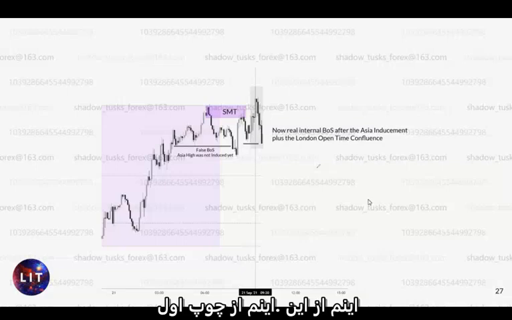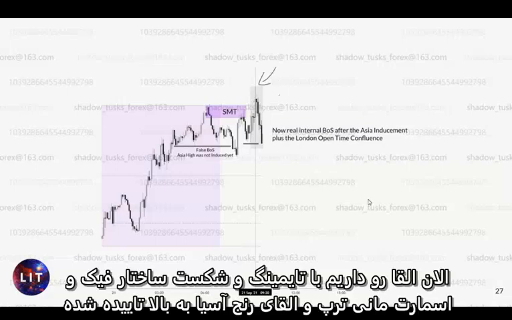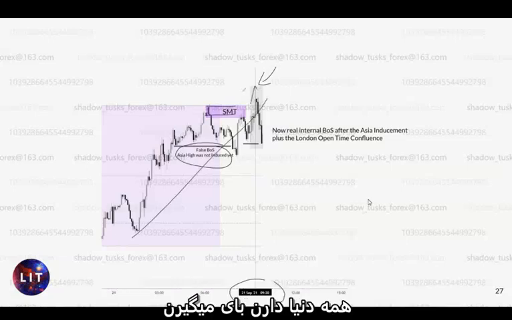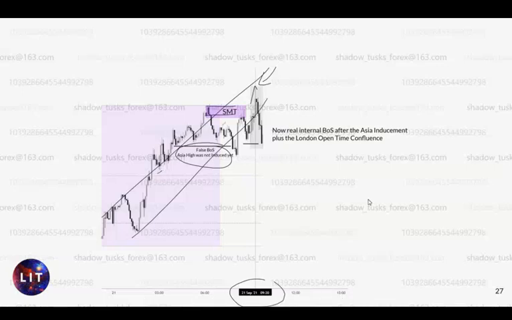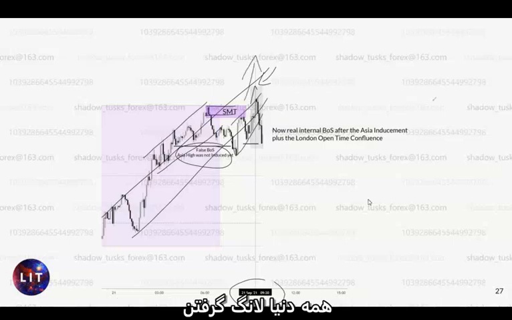There's the first tube, but guess what? Now what do we have? Now we have the inducement confirmed by timing, confirmed by the false break of structure, confirmed by the smart money trap, inducement of Asia range high. The whole world is buying that thing. Look at the channel they're building. They did it here before, inducement low first, building the channel here again. Now inducing all the breaker traders long. The whole world is long.